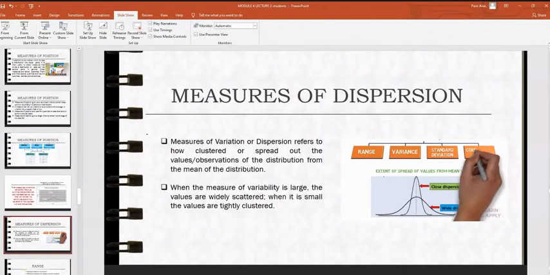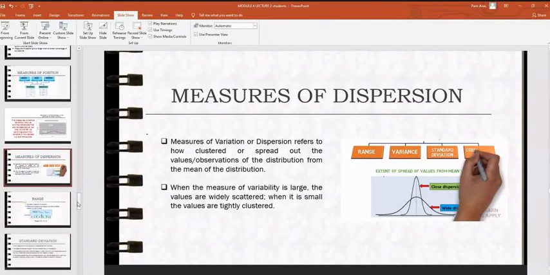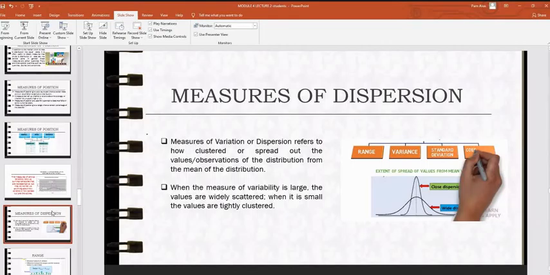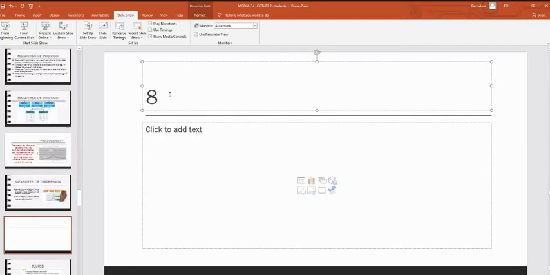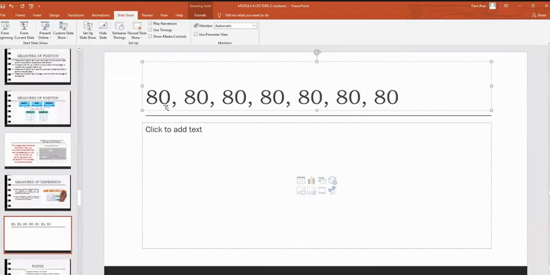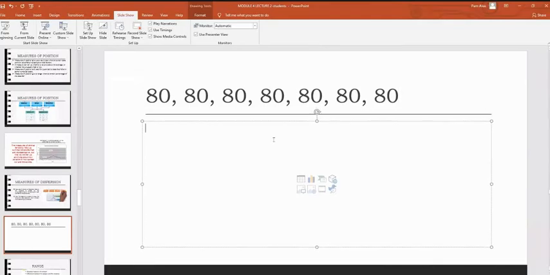Escape ko muna. Okay, I'm going to a new slide. Ano yung sinabi ko? 80, 80. Can you see my slide as I type? Yes po, ma'am. Yan, yung sinabi ko, di ba? Kahit ilang 80 yan. What is the mean? I asked you what is the sample mean. That is 80, correct?